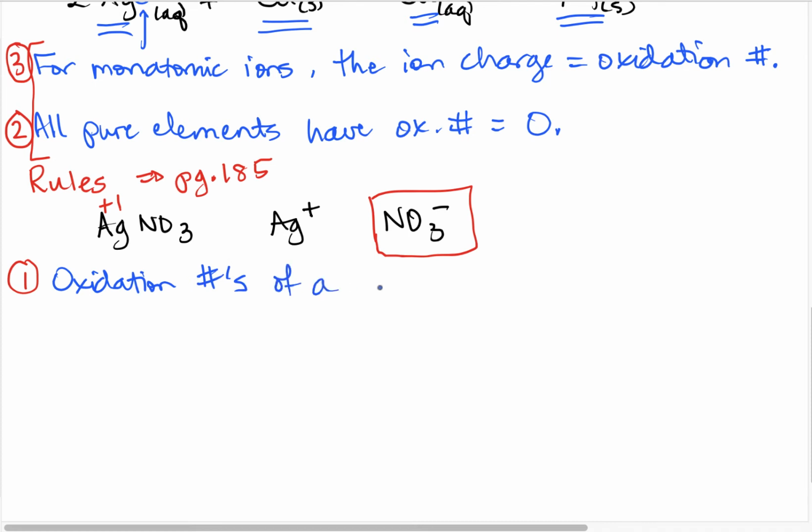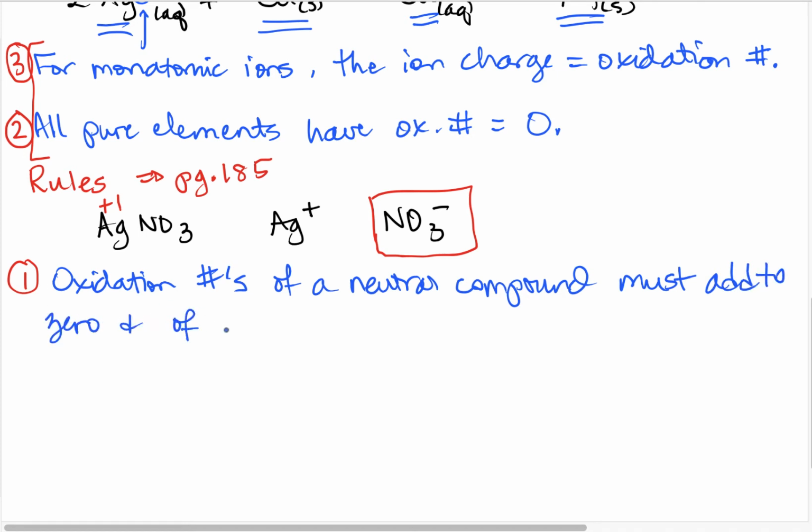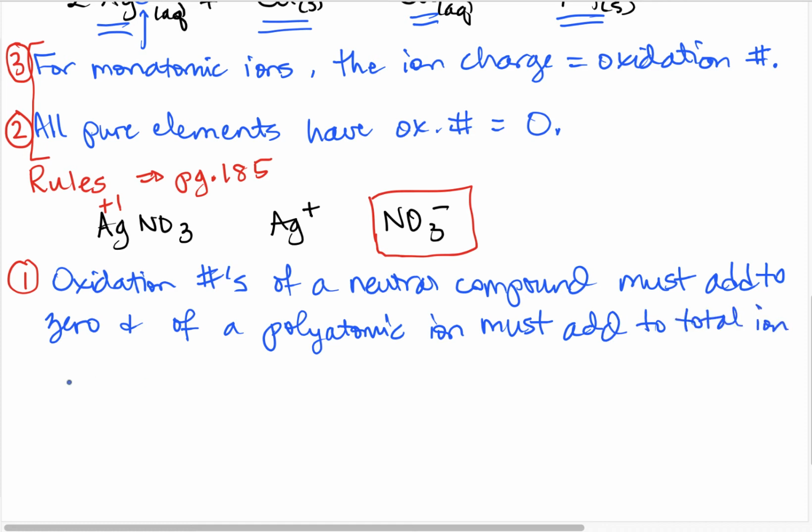of a neutral compound must add to 0, and of a polyatomic ion they must add to the ion charge. So let's take a look at an example of this.